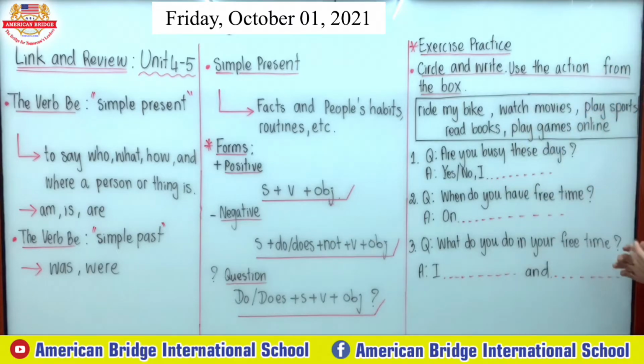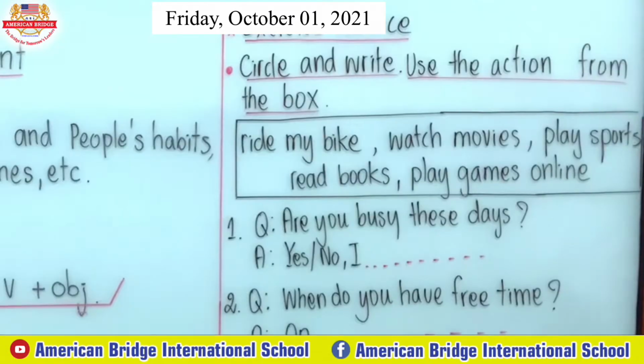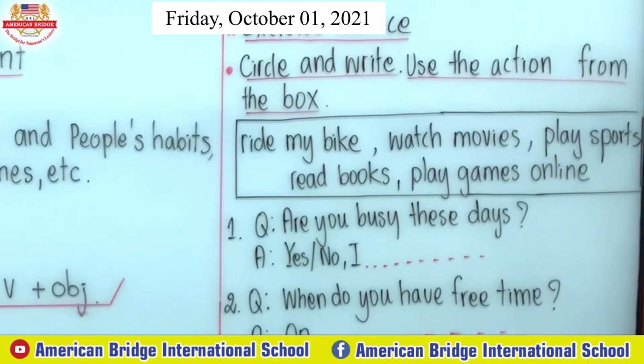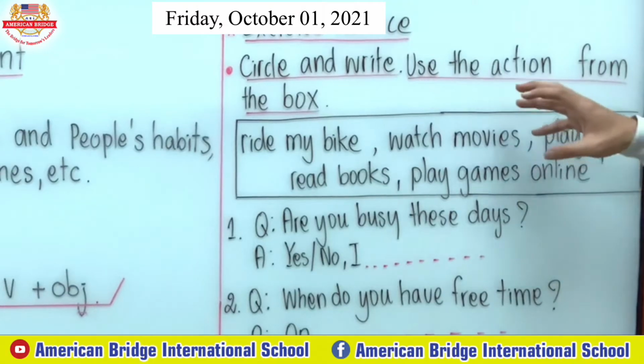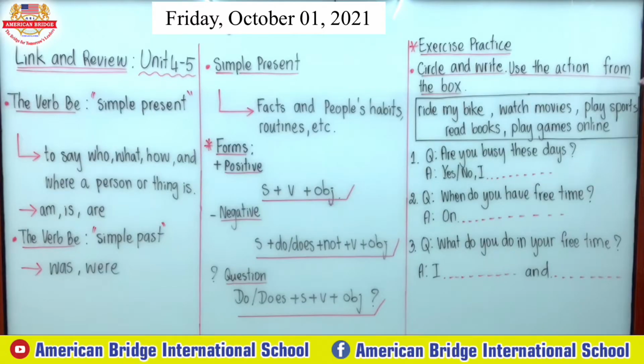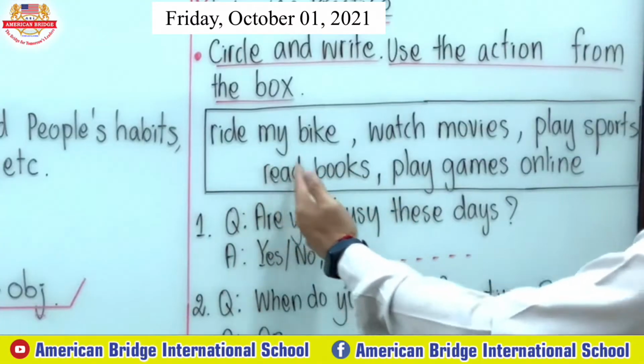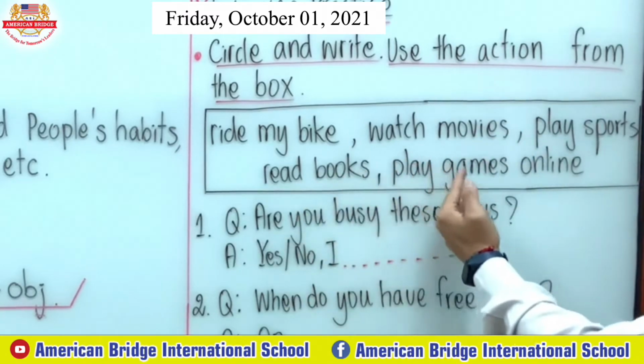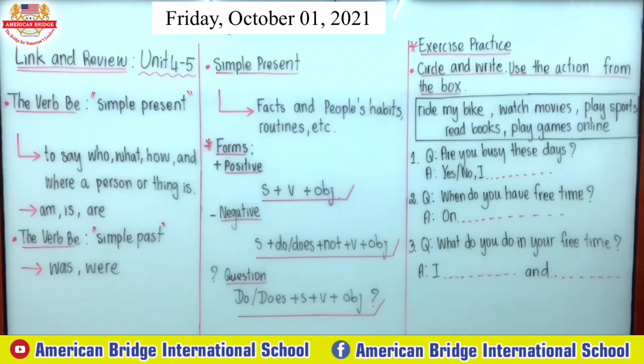Okay, so now let's go to our exercise practice. This exercise practice is about link and review from our Unit 4 and Unit 5. It is about circling and writing by using the actions from the box. So how many actions do we have? We have ride my bike, watch movies, play sports, read books, play games online. These are the actions that you're gonna complete the blanks with. You can choose whatever you want. That's good. Now let's see our exercise together.